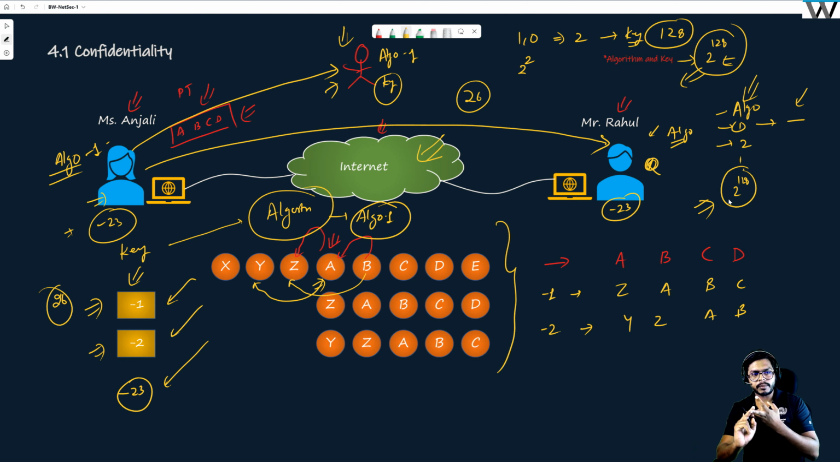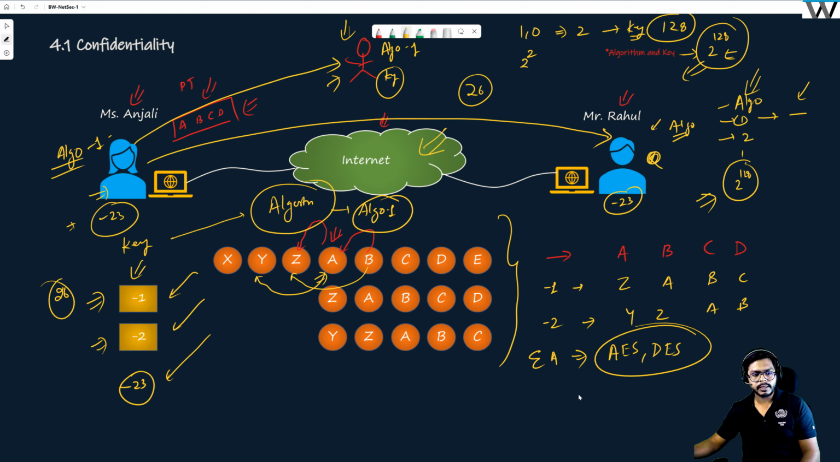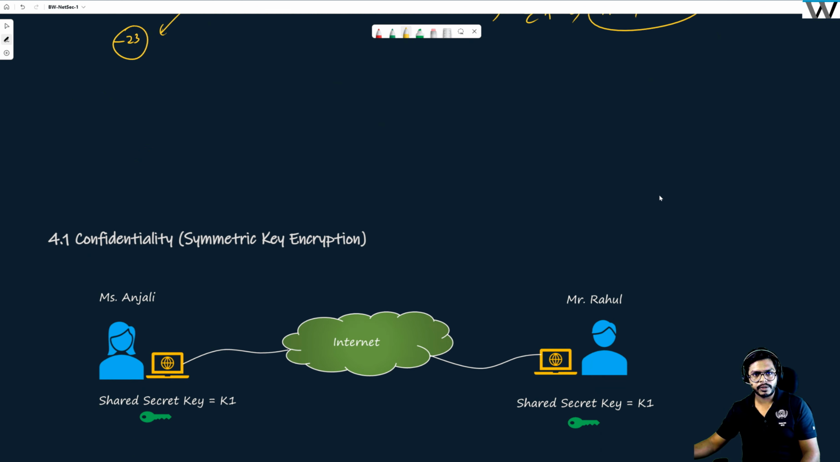If you know the algorithm and you know the key, then you can achieve confidentiality using encryption. We call this the encryption algorithm, and the most prominent ones in today's world are Advanced Encryption Standard (AES) and DES. You all heard about it, right? With certain key values, 256, 128.